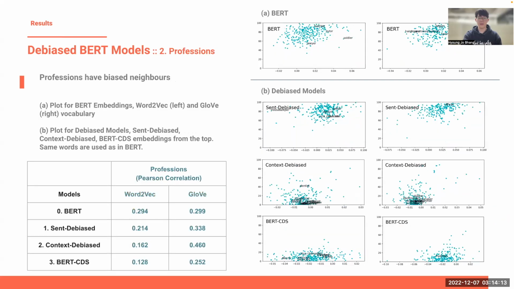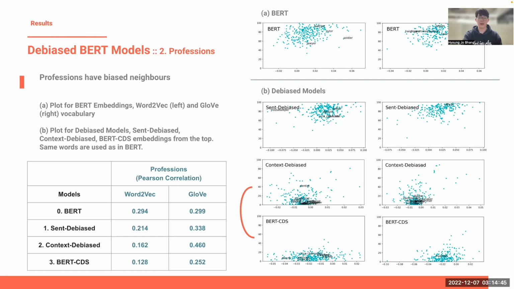Second, professions. We discovered a very interesting result. Most embeddings were male-oriented in BERT, and it was not debiased in SENT debiased either. However, we could observe female orientation for context debiased and BERT CDS embeddings. If we recall the methodology of the 3 debiased BERT models briefly, SENT debiased only removes the projection to the gender bias direction.